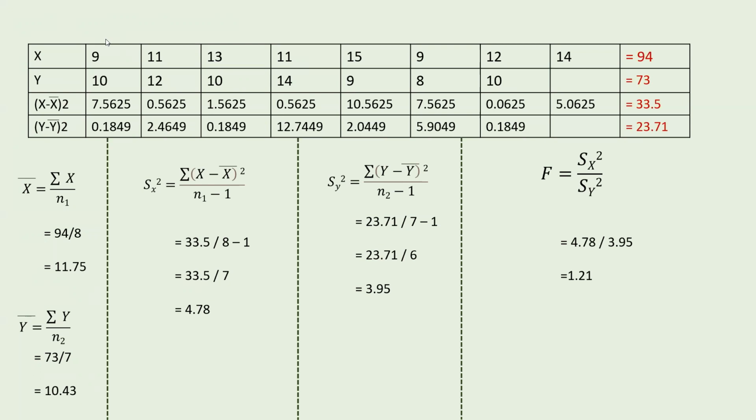Next we have to write the Y values. So the Y values are 10, 12, 10, 14, 9, 8 and 10. And if we find out the total value, we get the answer as 73.